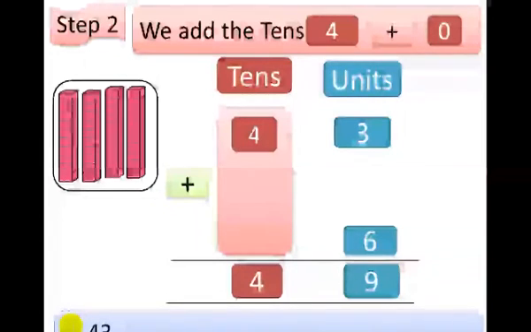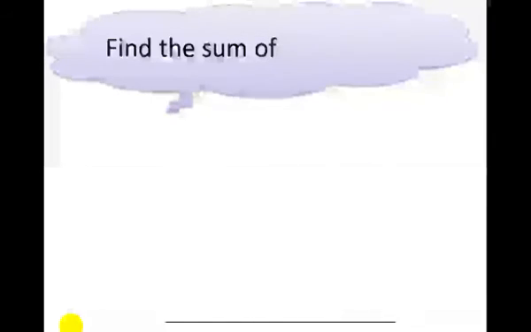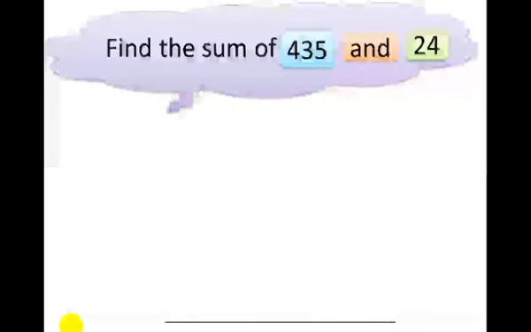43 plus 6 equals 49. Find the sum of 435 and 24. Remember, I told you the word sum means come together. The word sum means plus.